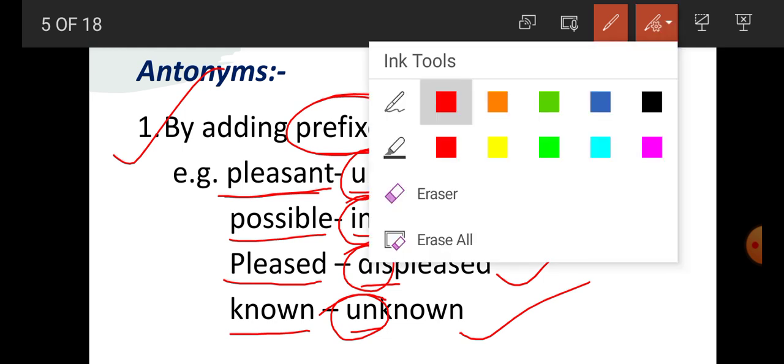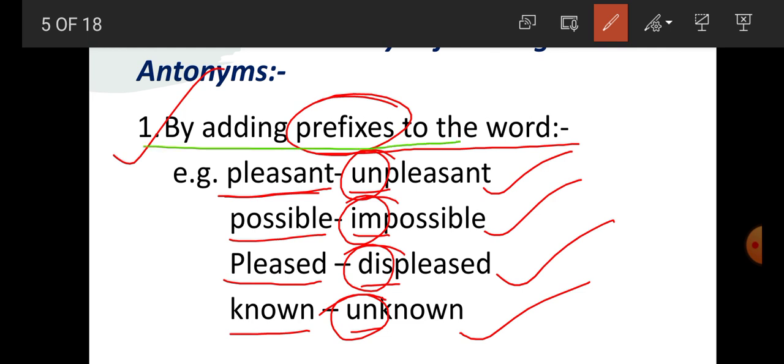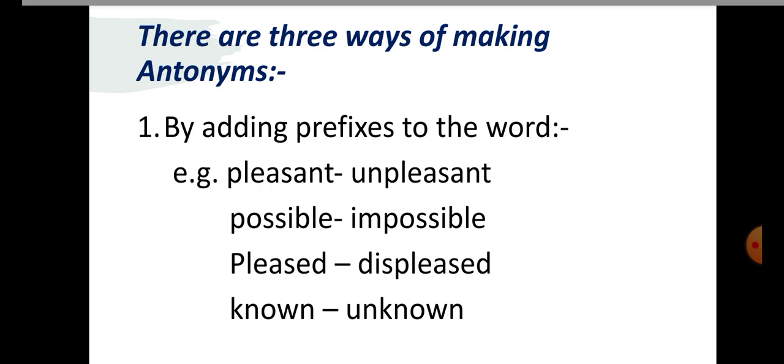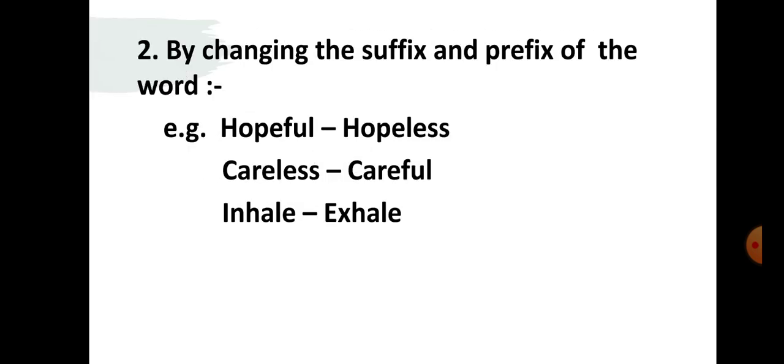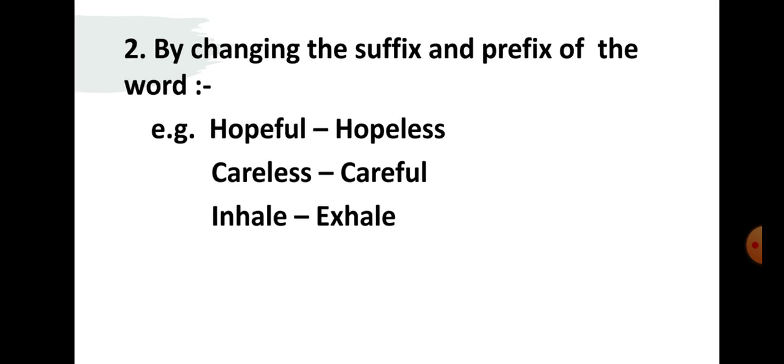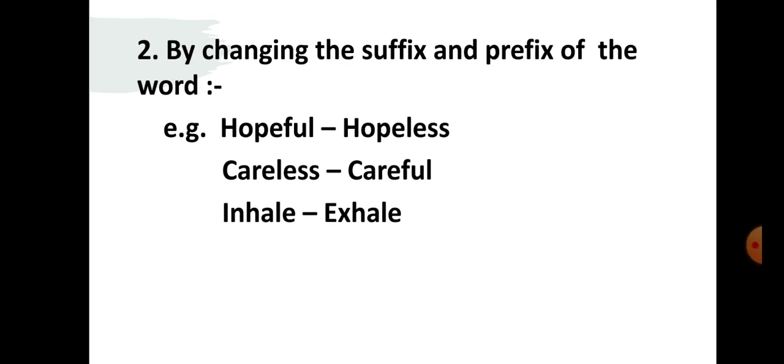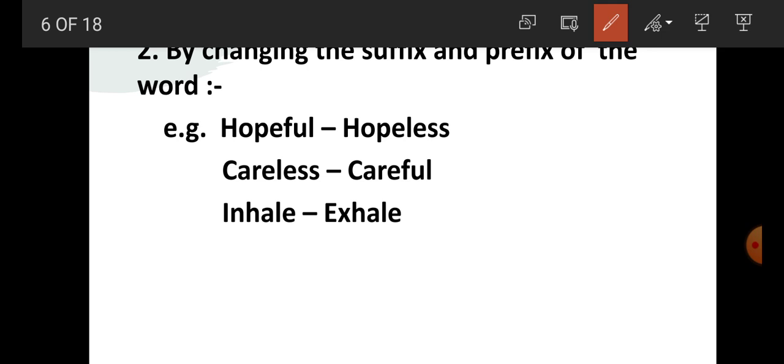So student, with the first rule we got that by adding a prefix to a word we can change a word into an antonym. Now the second one, students, by changing the suffix or the prefix of the word. For example, hopeful. Here ful is the suffix. So we can change the suffix to less, and it becomes hopeless. So hopeful and its opposite is hopeless.